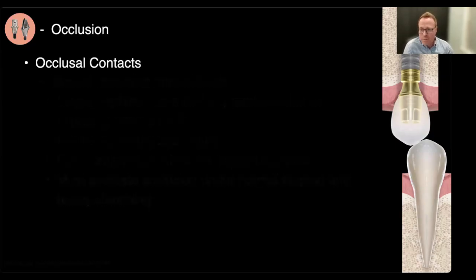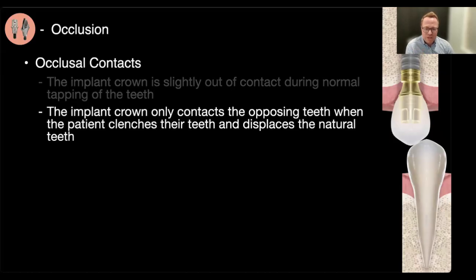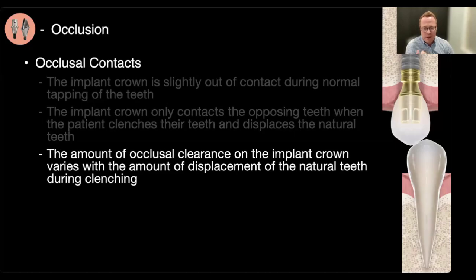So that's where we need to be very careful when we do this. So what we want to do is we're going to have the crown out of contact actually when they lightly or kind of normal tap their teeth together. Then when the patients clench their mouth and the natural teeth are displaced, that's when we can have some contact on that implant crown. And then the amount of clearance that we need for the implant is going to really depend on the patient because one patient, their amount that their PDL displaces may be very minimal, while the next may be a lot. So we do have to customize this from patient to patient.